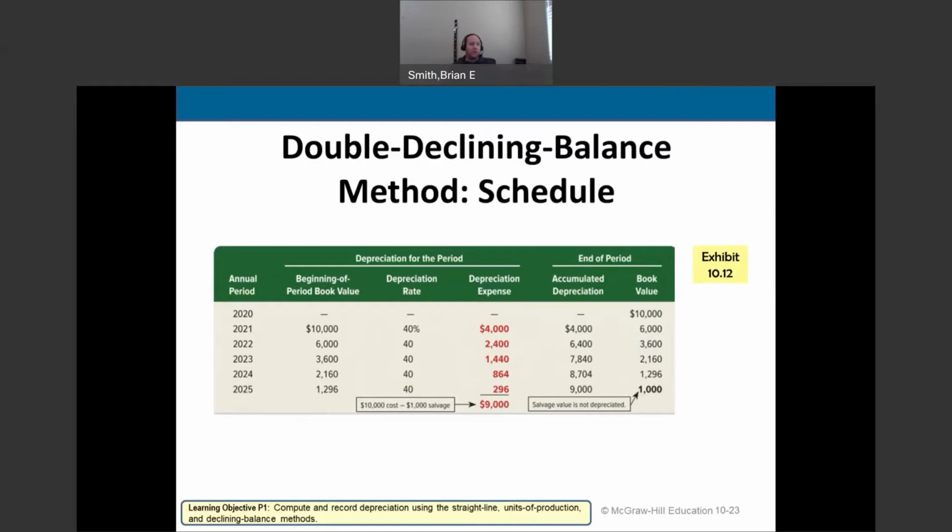And you see we depreciate down until we get to that $9,000. And again, with this situation, there are some situations where you could over depreciate. So you've got to make sure in that last year you don't go beyond that 9,000, or whatever the total depreciable amount of the asset is.